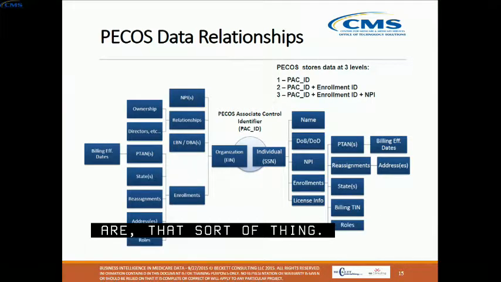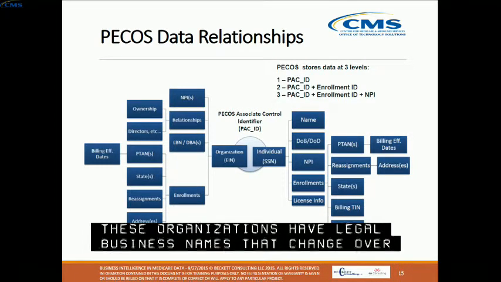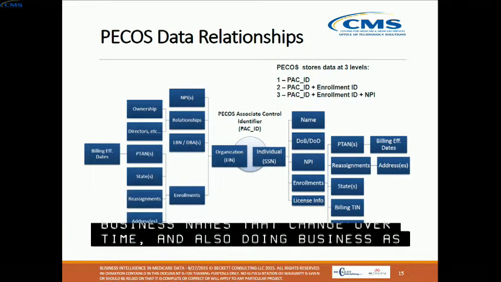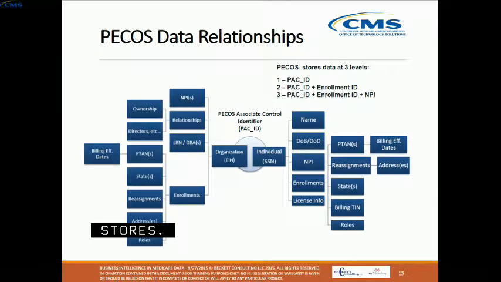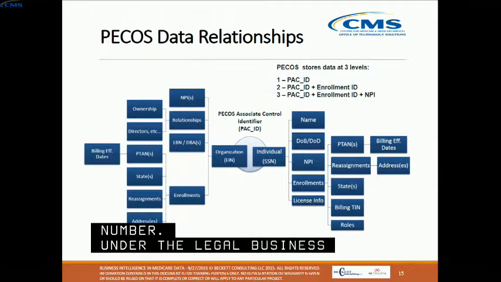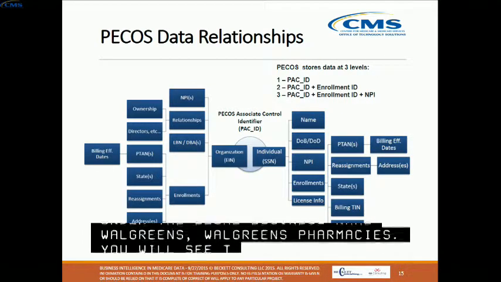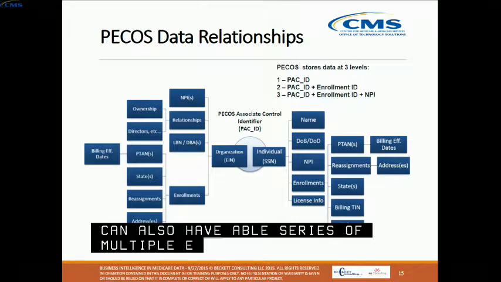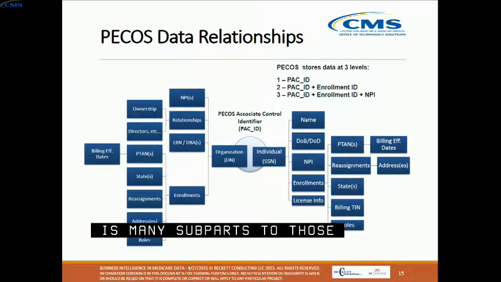These organizations have legal business names that change over time, possibly. Also, they have doing business as names. For example, each of the stores in Walgreens is a separate doing business as name. It's a store with a store number. Those are all doing business as names under the legal business name Walgreens pharmacies. And you'll see that organizations can also have a whole series of multiple enrollments, and there are many subparts to those enrollments, and many individuals play different roles in those enrollments.